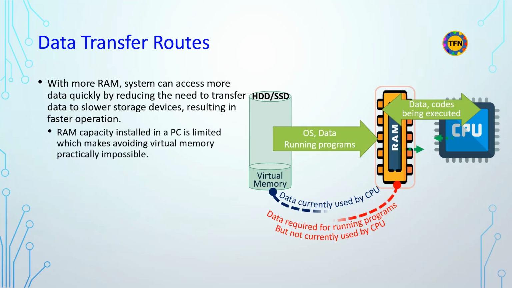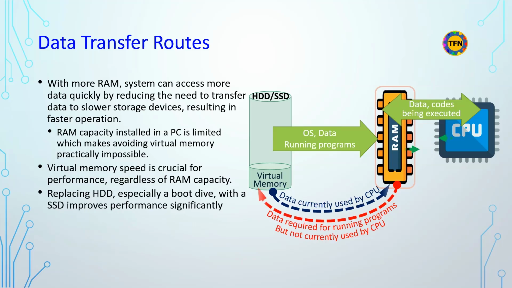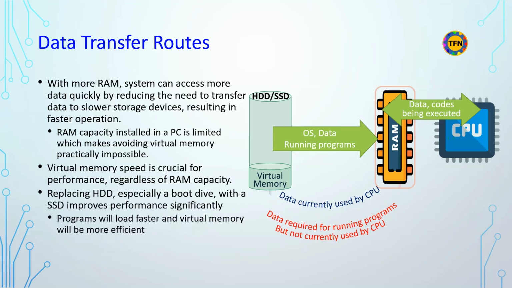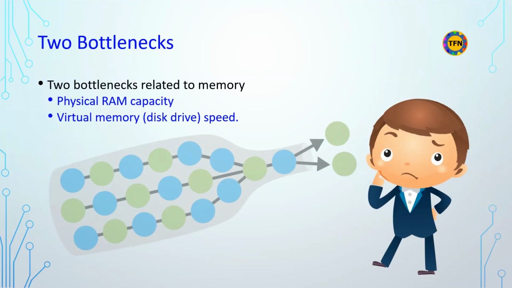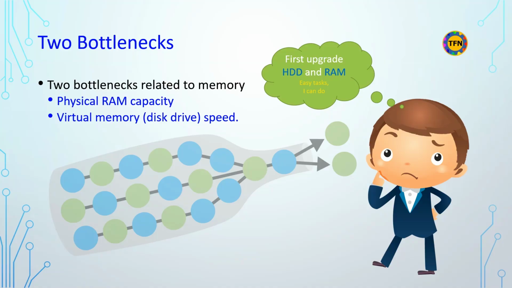Avoiding virtual memory completely is impossible due to limited RAM capacity installed in a PC. Therefore, virtual memory speed is crucial for performance, regardless of RAM capacity. Replacing HDD, especially a boot drive, with an SSD improves performance significantly as programs will load faster and virtual memory will be more efficient. We have two bottlenecks related to memory. One is physical RAM capacity and another is virtual memory or disk drive speed. Both of them are relatively simple to solve.